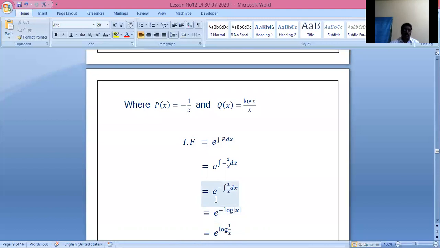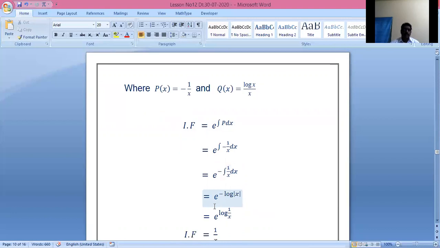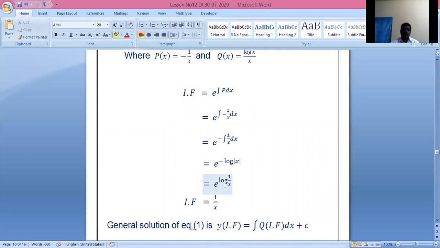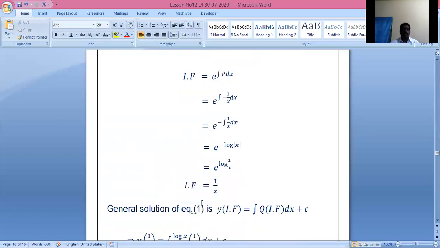That is equal to e to the power of minus integration 1 by x dx. Integration of 1 by x dx is log mod x, so that is equal to e to the power of log of 1 by x. Therefore, here e and base e are same. Therefore, we get IF is equal to 1 by x.